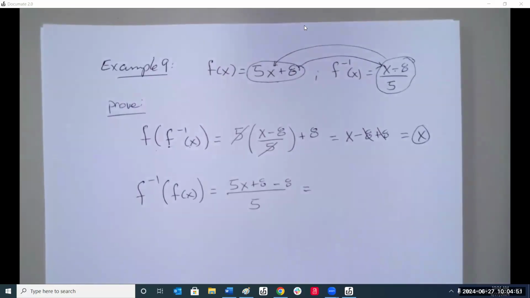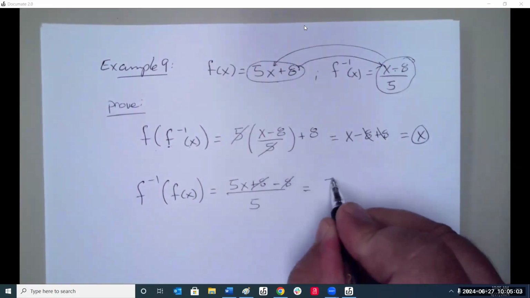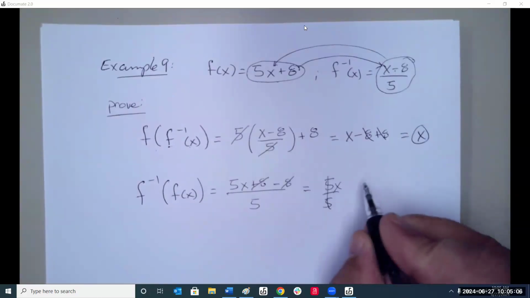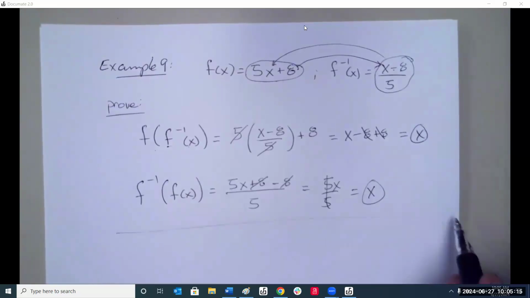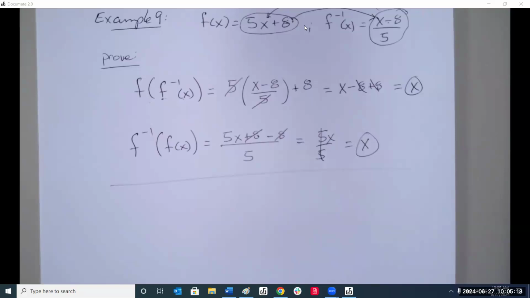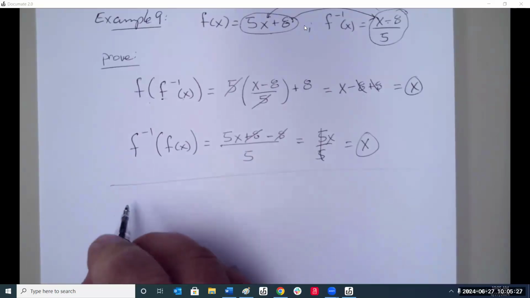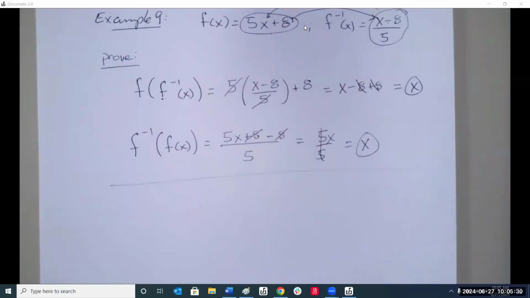There are possibilities, they do exist. I haven't seen any, but that's why you test them both. Yes, that's some great questions. So the 8's cancel, giving us 5x over 5. Check. So far so good. So we don't have to draw the graphs. We can just find the inverse and plug them into the composite function, see what works.